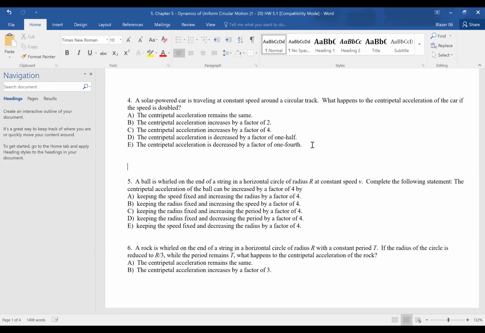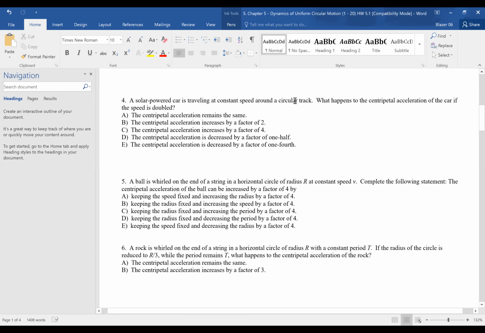Okay, number 4. A solar-powered car is traveling at constant speed around a circular track. What happens to the centripetal acceleration of the car if the speed is doubled? So we know that centripetal acceleration is v squared over r. And the question is, what happens to the centripetal acceleration of the car if the speed is doubled?